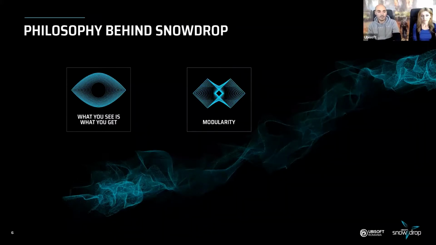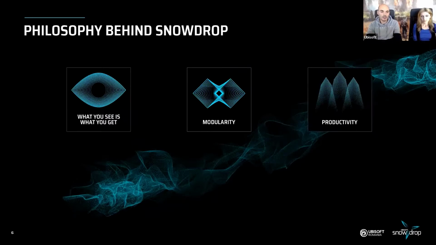Modularity of the tools is another important aspect. Snowdrop comes with a number of tools, and each of them can function on its own. This enables the teams to work with flexibility, with specific modules for their part in the development process, without necessarily getting involved with other tools if they don't have to.